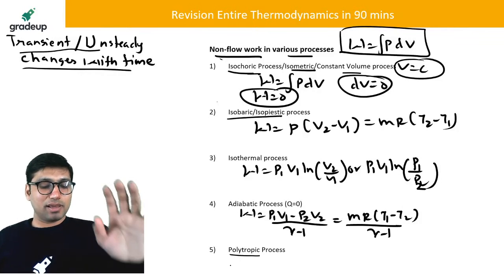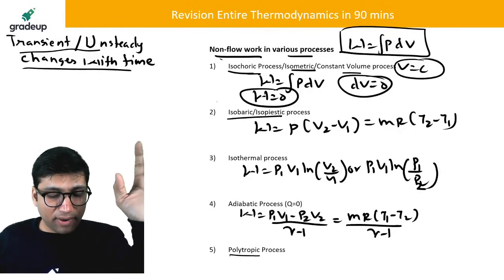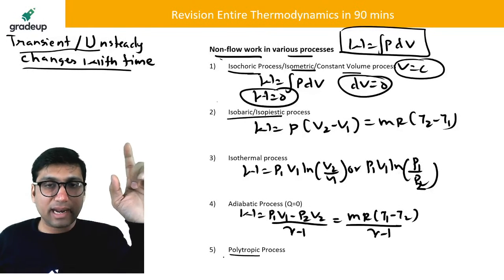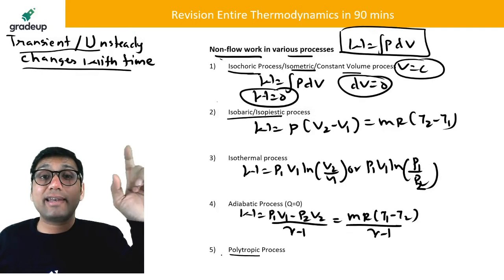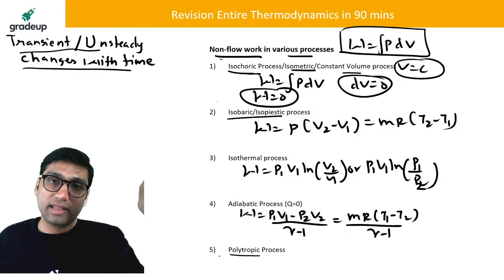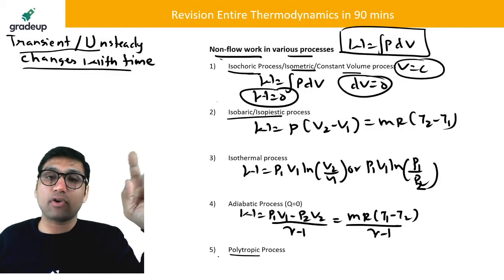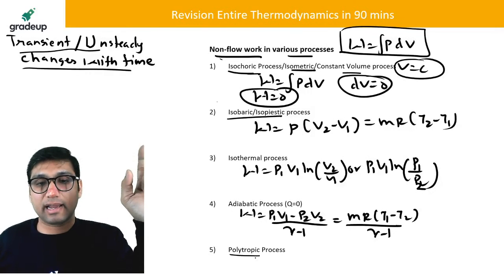See, when you are applying the first law of thermodynamics for a cycle, net heat is equal to net work. That you can definitely apply for a cycle, but for a process you cannot write it like that.